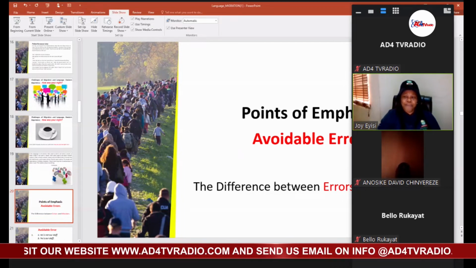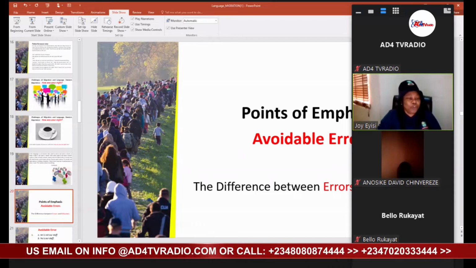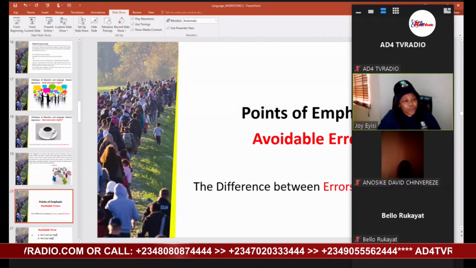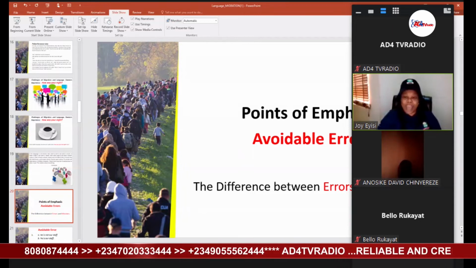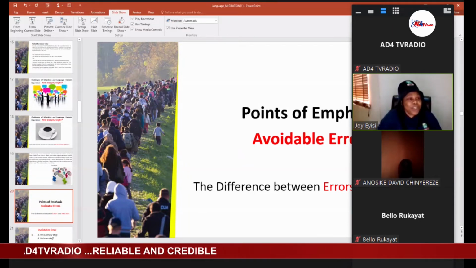And so, if you make a mistake, for instance, and your attention is drawn to it, you can easily correct it. But that is not so with errors. If you commit an error and your attention is drawn to that, you will not understand that there's anything wrong about it unless you are told.